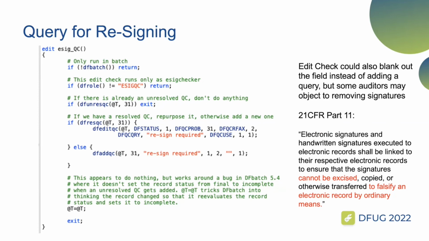The only thing is your auditor may object to removing signatures, and that was that second little part of 21 CFR Part 11 that says that you're not supposed to excise or falsify an electronic record by ordinary means. So I don't think removing them personally is falsifying the record, because you've made a material change to the record and the signature is no longer valid. But a safer way is probably just to put a query on the record, because then the original signature stays there and your auditors are happy.